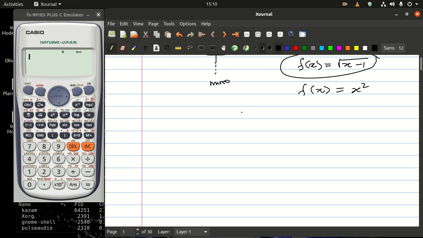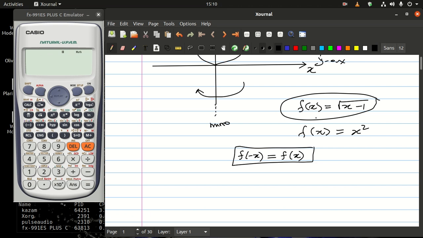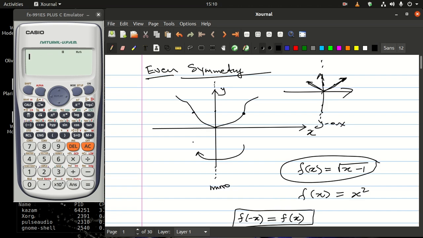All you need to do is plug in minus x in the function. If f of minus x is the same as f of x, then we say that function has even symmetry. So that is all about even symmetry. You can check for more explanation on this. I'm just trying to give you a quick overview of this.